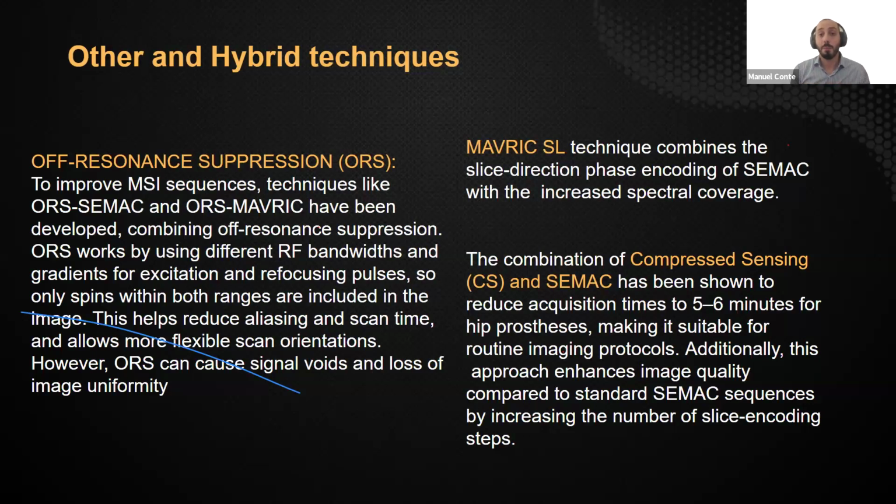Then we have Maverick SL, a technique that combines slice direction phase encoding of 𝐶mac with increased spectral coverage. And then there is the combination of compressed sensing and 𝐶mac that significantly reduces the scan time, by 50–60%, so the acquisition time is around 5–6 minutes.